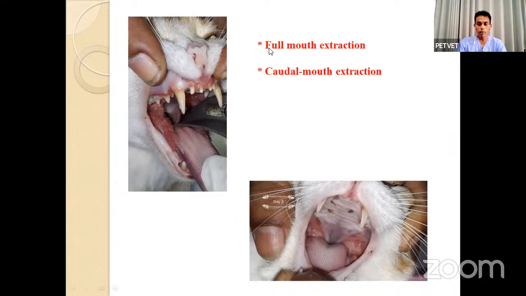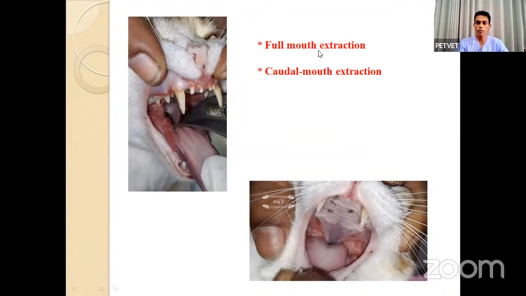And now the basis of this is, when you do the full mouth extraction, there are no surfaces for the dental plaques to bind to. So less foreign material in the oral cavity, and then the immune reaction naturally subsides. So that's the rationale of doing the full mouth extraction.